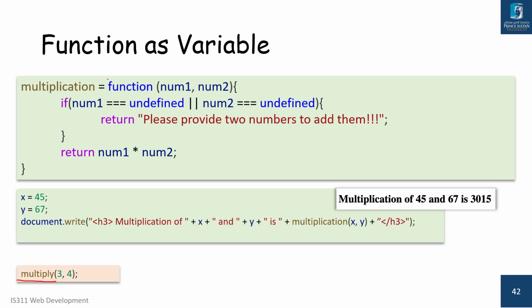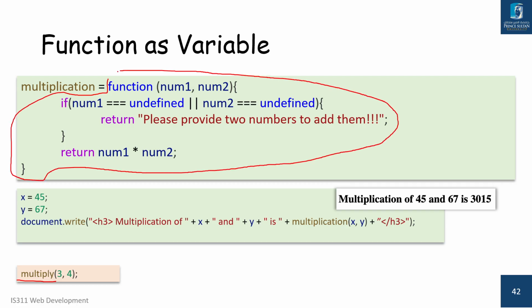But here if you look at that, this function is anonymous. We are not giving any name because after the function keyword I don't have any name. So now we are assigning this unnamed function, the anonymous function, to this variable multiplication. We are assigning the function as a value to this variable, and then we can use multiplication inside our code to execute this anonymous function as well.